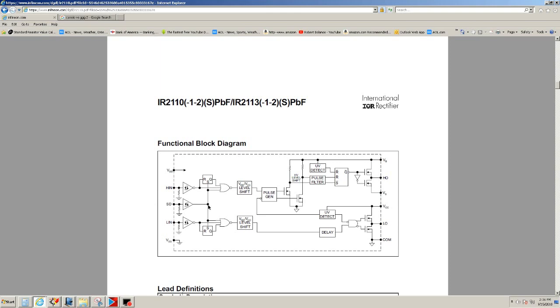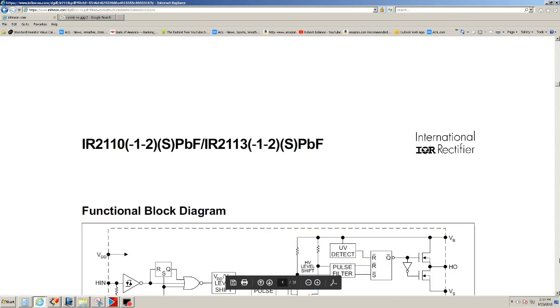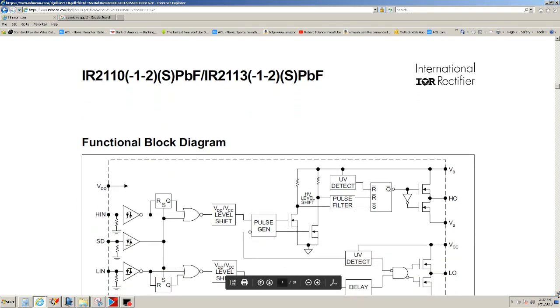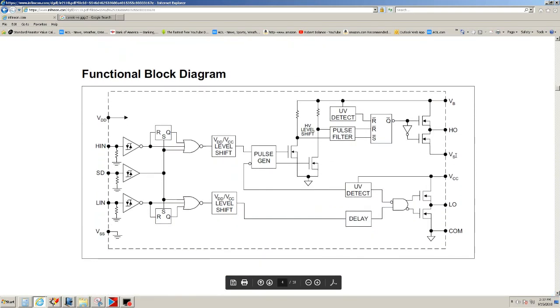And then they have this gate here. That's a shutdown mode in case you want to shut it down, so that's basically available to you. But what I want to show is that the pins of these drivers are these pins, VCC to common, and then you have this one, VB to VS. I like to call this the bulk and this the source. Okay, so let's take a look at those two.